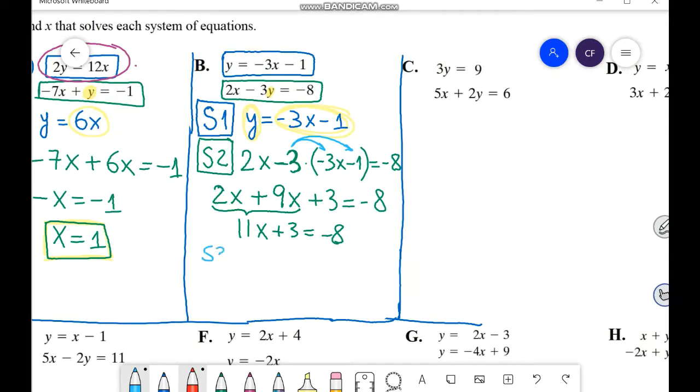Now step number 3: we're going to solve the equation using the addition property. We move the positive 3 to the other side of the equation, changing the sign. So 11x equals negative 8 minus 3, so 11x equals negative 11, and x equals negative 1.